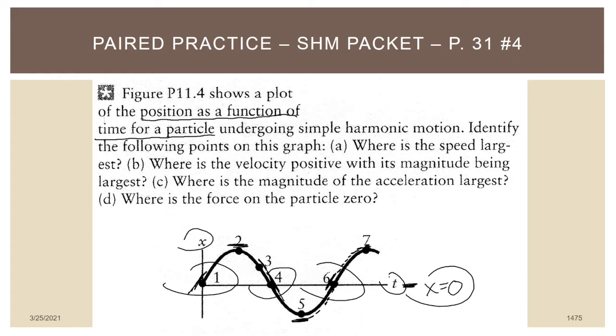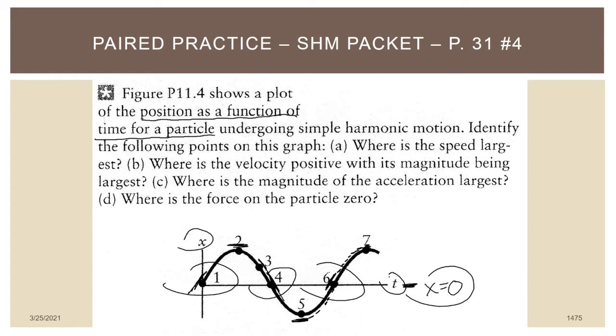The fact that the position is 0 or the time is 0 or that it's at the origin of the graph has nothing to do with it. The velocity or the speed is all about the slope of the tangent line. So the answer to A here is 1, 4, and 6.